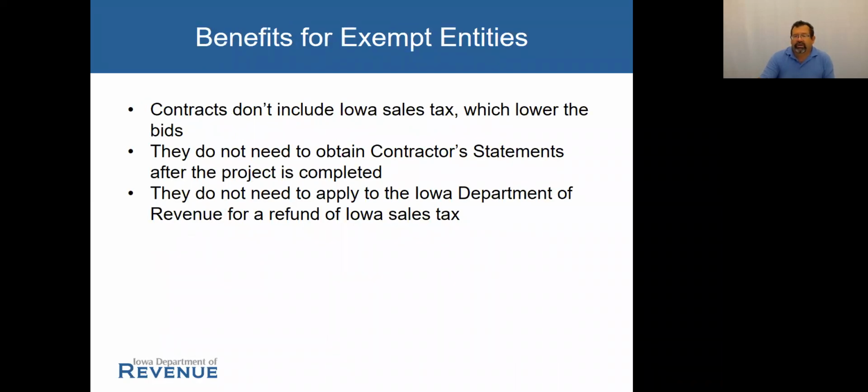And why do we do that? What is the benefit for the exempt entity? The contracts don't include Iowa sales tax, which lowers their bid. They do not need to obtain a contractor statement after the project is completed. And they do not need to apply to the Department of Revenue for a refund of the Iowa sales tax.